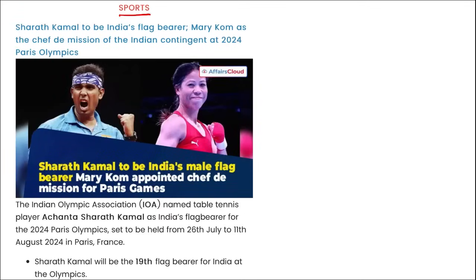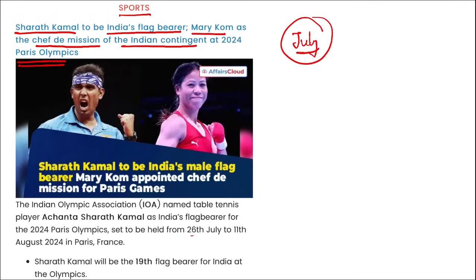Next is related to sports. As you can see in the picture, Sharat Kamal will be India's flag bearer and Mary Kom the chef de mission of the Indian contingent at the Paris Olympic Games that will be held in the month of July. From 26th of July to 11th of August in Paris, we will be seeing the Olympic Games. And who will be the torch bearer? Oh, sorry, flag bearer. Sharat Kamal.